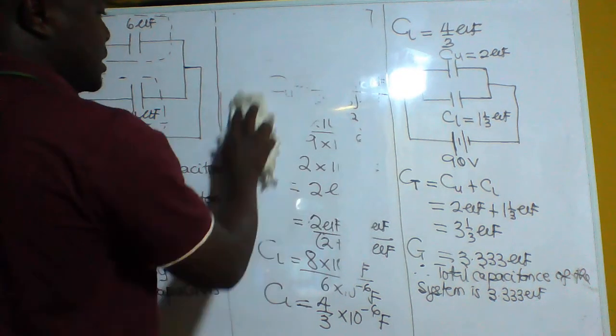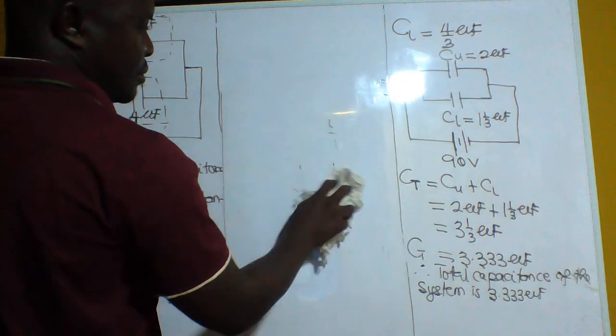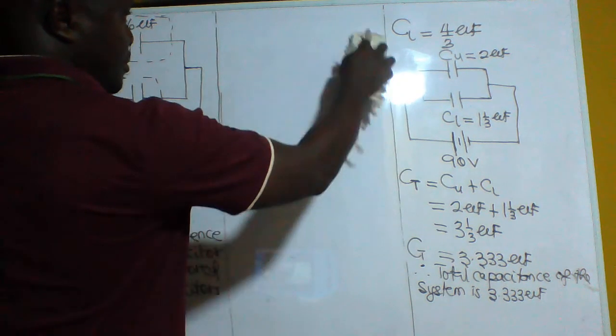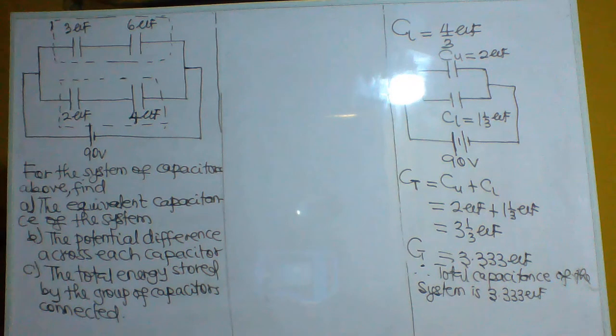The B question under the same problem says: calculate the potential difference across each capacitor. So we are looking at the potential difference or the voltage drop across each capacitor. What I want us to do first and foremost is to look at the charge flowing through the circuit, and since we have the combined capacitance, we can apply it.